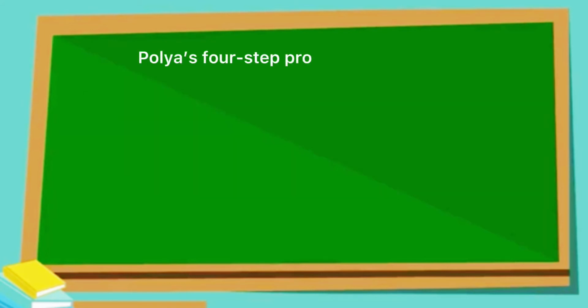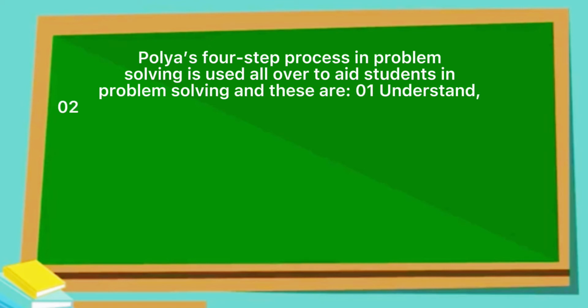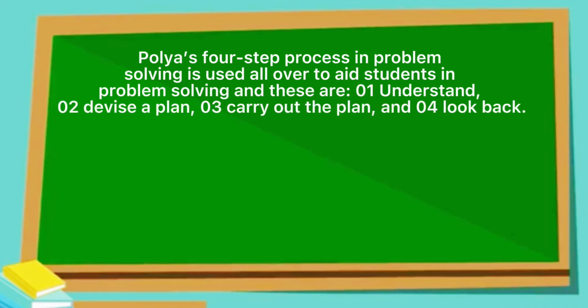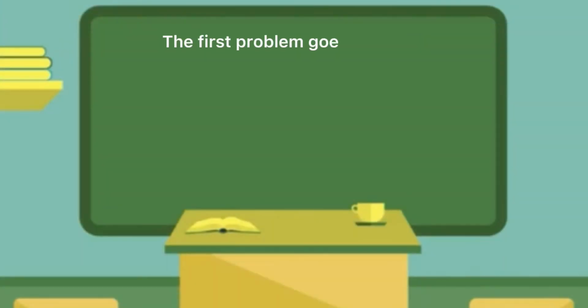This four-step process in problem solving is used all over to aid students in problem solving, and these are 1. Understand, 2. Devise a plan, 3. Carry out the plan, and 4. Look back. To understand more of our lesson, here are some examples of problems and how to solve them. The first problem goes this way.